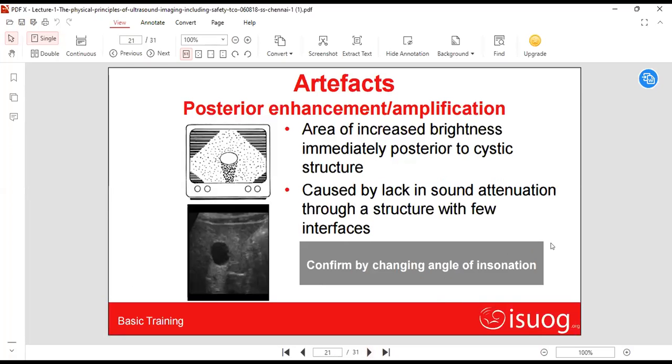This is posterior enhancement. Mostly in cystic structures, this will happen. It is an area of increased brightness immediately posterior to a cystic structure. It is caused by lack of sound attenuation through a structure with few interfaces. So we confirm by changing the angle of insonation. Once we turn our transducer to another angle, this posterior enhancement will decrease. Again, we use it as a diagnostic tool to confirm this is a cyst, because there is nothing behind which can reflect, and there is no attenuation.